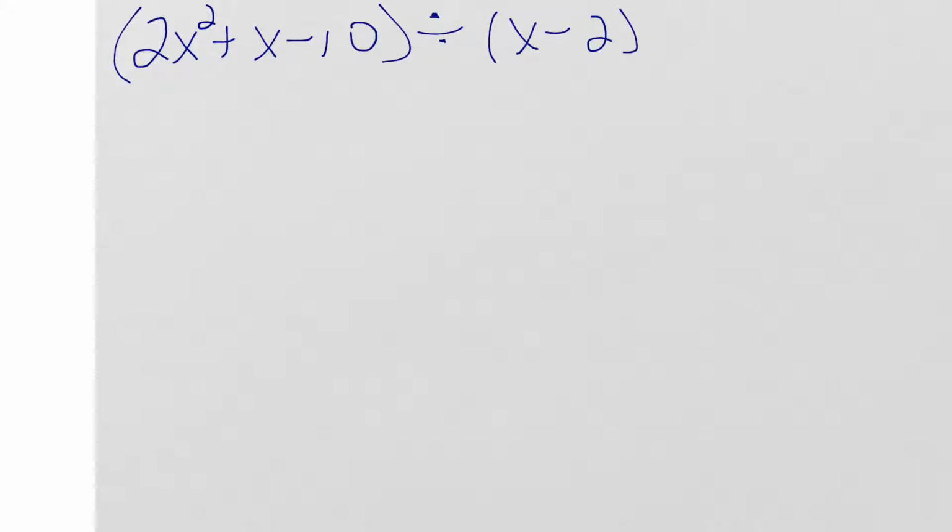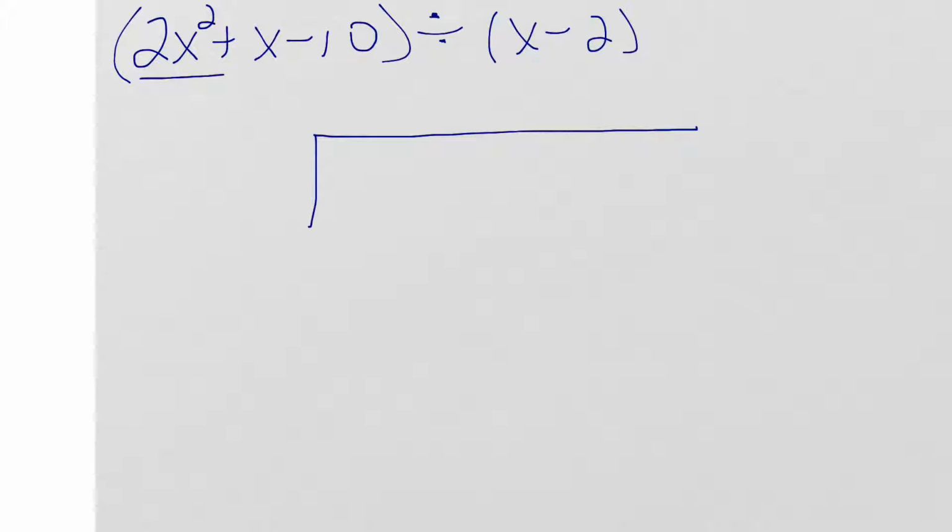This problem is going to look at dividing polynomials which both have more than one term, such as the problem we have here, 2x squared plus x minus 10, a trinomial, divided by x minus 2, a binomial. And what we're going to do, like the book is doing, is treat this as a long division problem, where the first thing is we have to put them in the right spots.